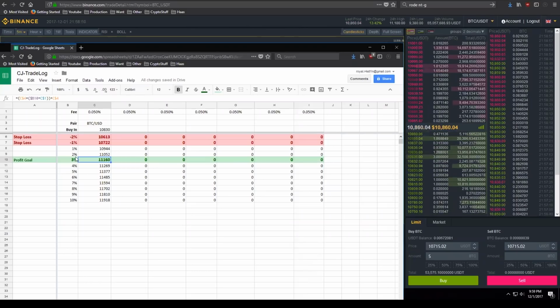So I know that if I buy in at 10,830, I want to sell at about 11,160. And hopefully our price will actually move in that direction and we'll get it. We close at that price, we got 3%, we go and make a trade recap, which we'll explain in a little bit, and we're good to go. We're on to the next trade.